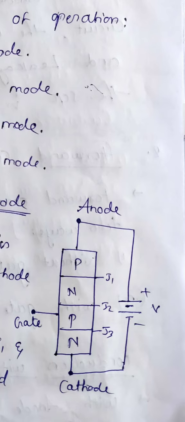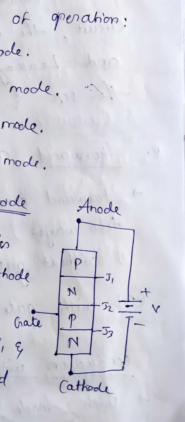You know that when the positive terminal is connected to the p-type and the negative terminal is connected to the n-type, this configuration is in the forward bias condition. Are you catching? When positive voltage is connected to the p-type and negative terminal is connected to the n-type, we call it forward bias condition.